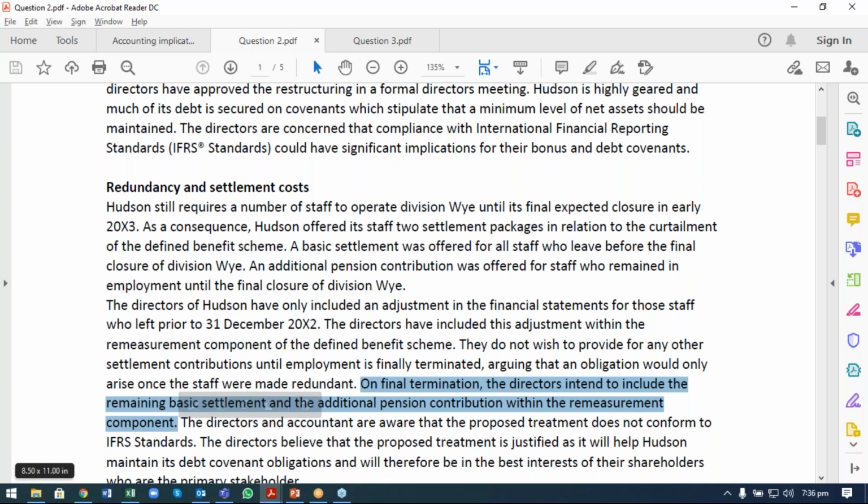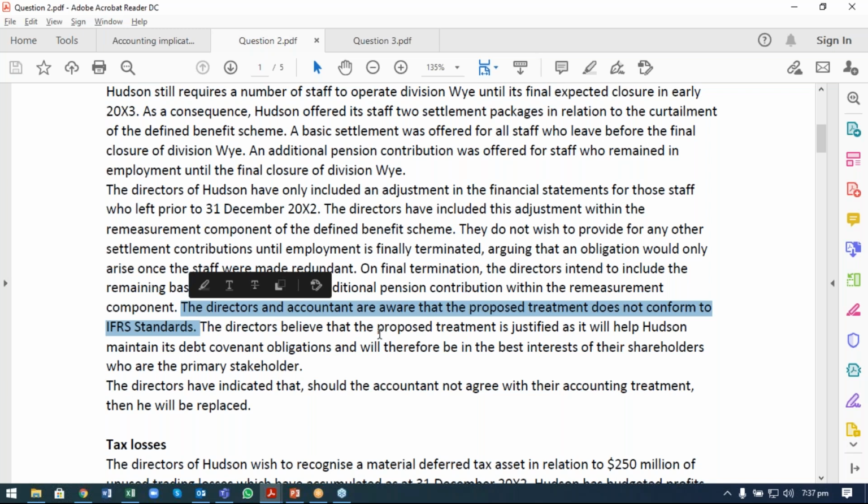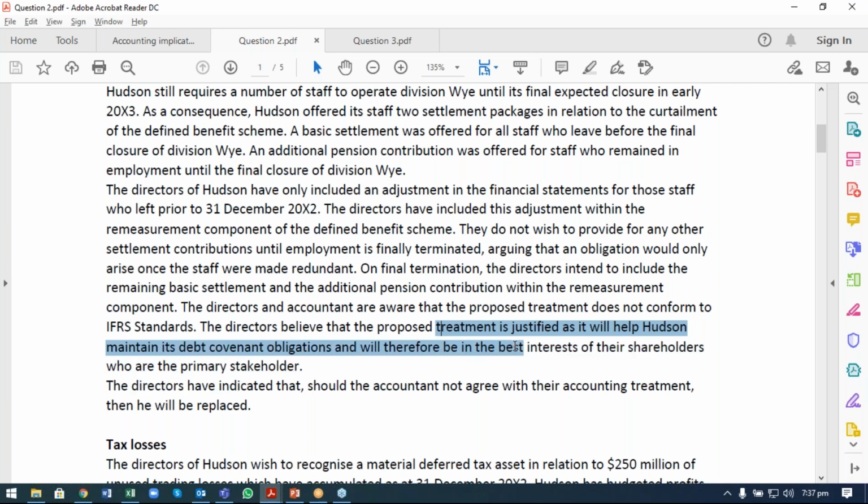So once the final termination was done in early 2003, the management has planned to again record those termination payments within the remeasurement component. The directors and accountants are aware that the proposed treatment does not conform to IFRS standards. So even directors are aware that these proposed treatments are not in conformity with the International Financial Reporting Standards, but the directors believe that the proposed treatment is just and it will help Hudson to maintain its debt governance obligation and will therefore be in the best interest of their shareholders who are primary stakeholders.